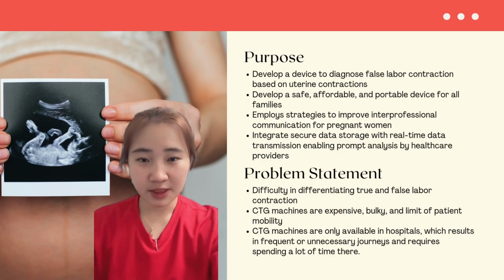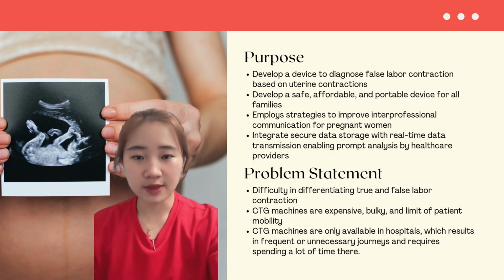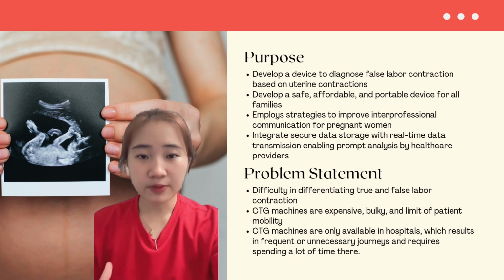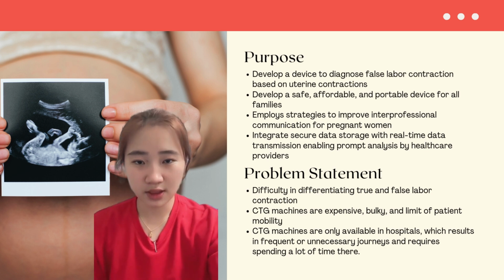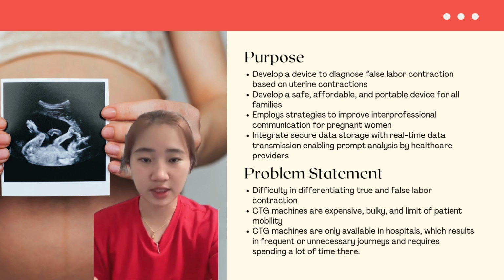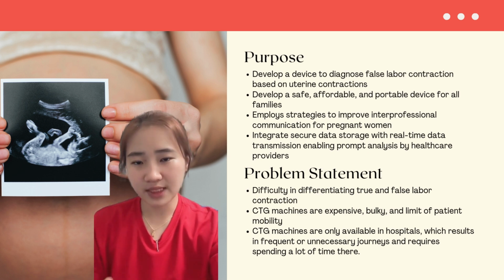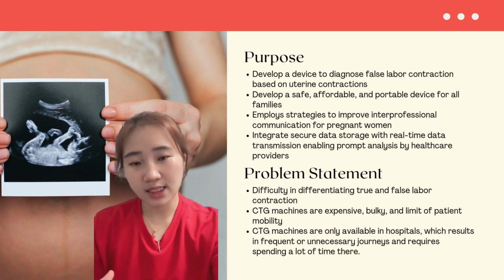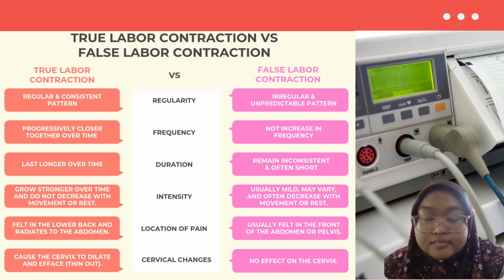There are a few problem statements that still exist nowadays. For example, it's difficult for pregnant women to differentiate which contractions are true or false labor. If pregnant women want to test their contractions, they must go to the hospital because only the hospital has the CTG machine. But the CTG machine is bulky and limits patient mobility, so it results in frequent or unnecessary journeys and requires pregnant women to spend a lot of time in hospital.